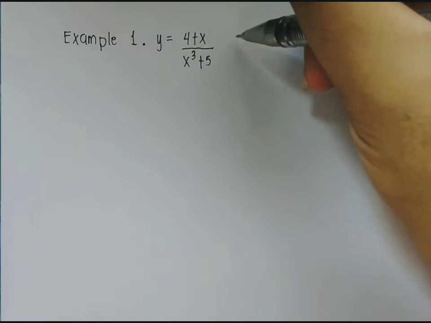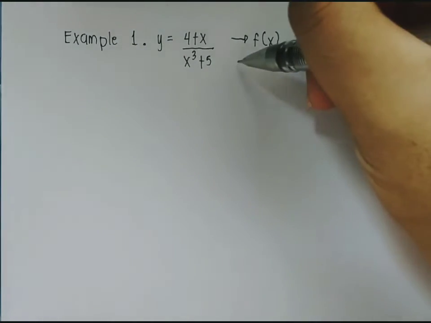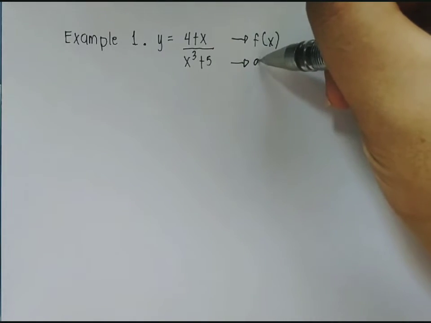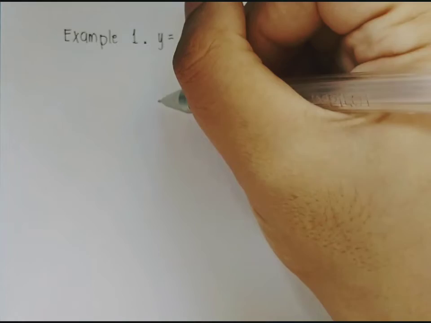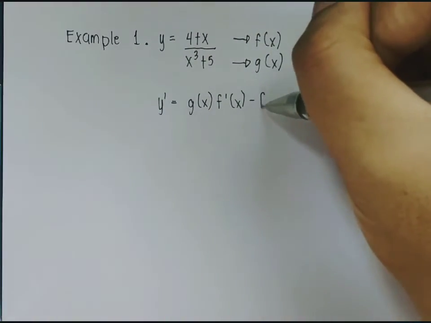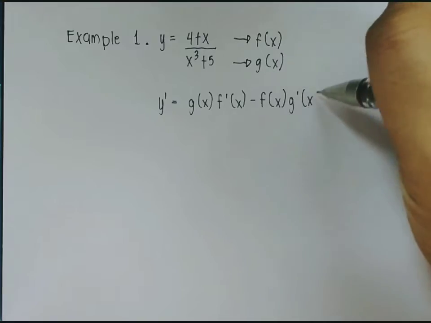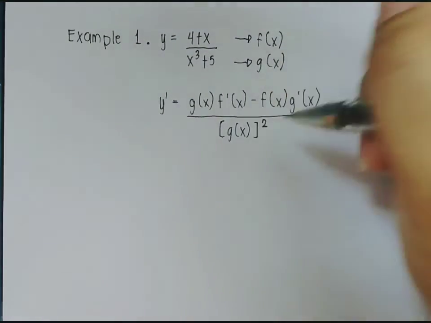Let's have our first example. 4 plus x is our f of x, and x cubed plus 5 is our g of x. Now let's find the derivative y prime equals g of x times f prime of x minus f of x times g prime of x all over g of x squared.